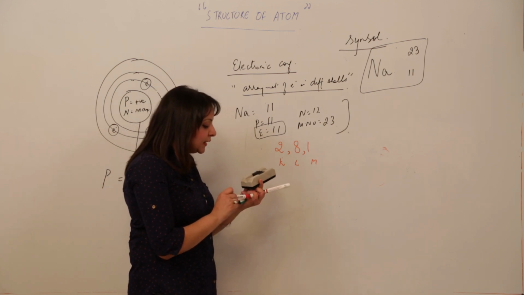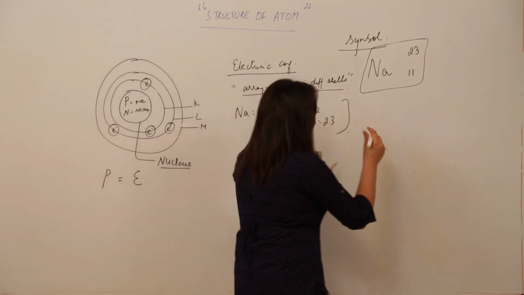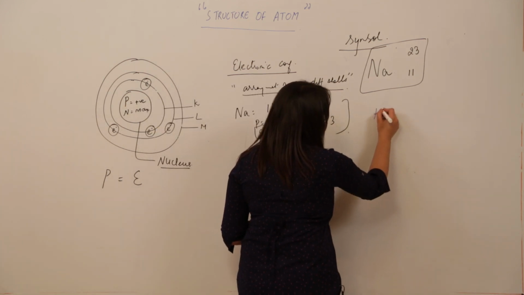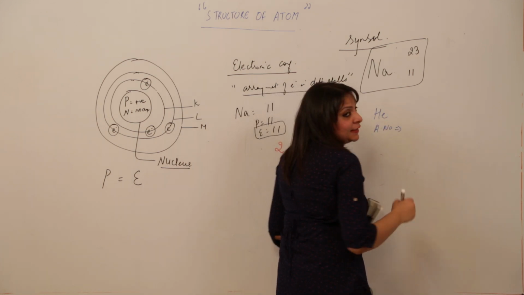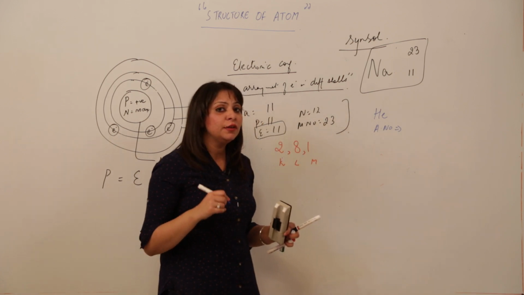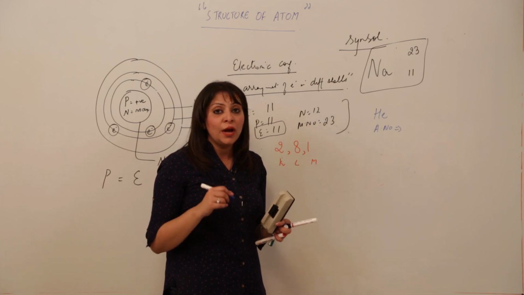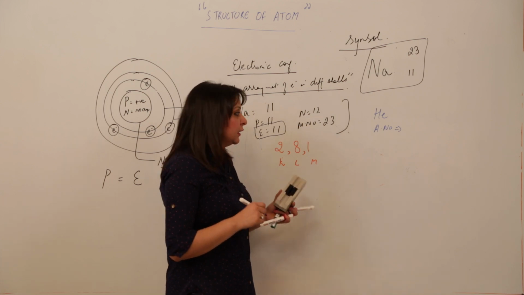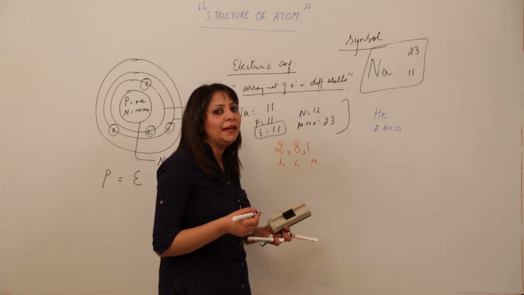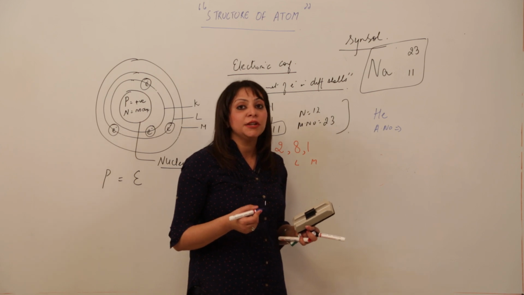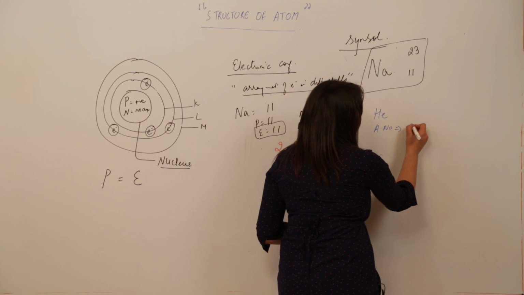So this is how you can write the electronic configuration of any atom. Again, I am taking one more example for your convenience so that you are well versed with the concept. I am taking an example of helium. This time I am writing the atomic number, but you have to remember these atomic numbers. They won't be given, you have to recall them. You may get the mass number, but the atomic number you have to remember. So the atomic number of helium is 2.